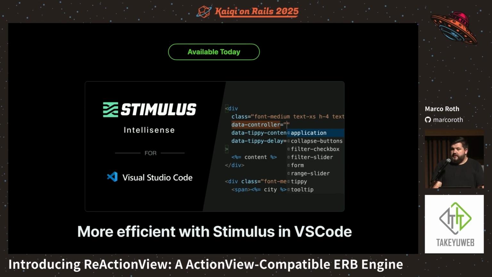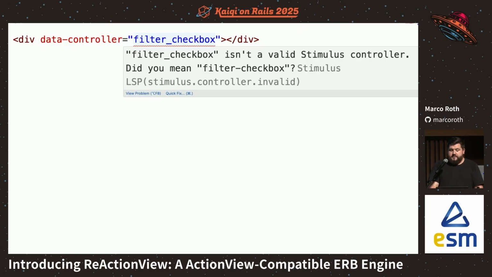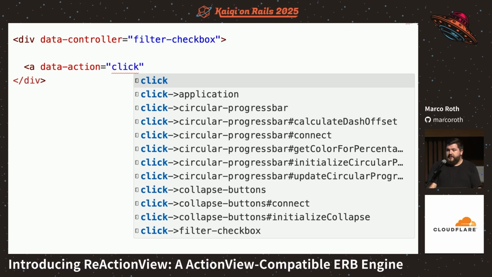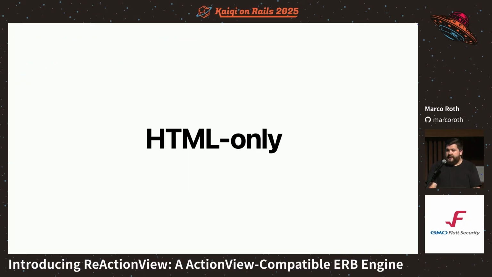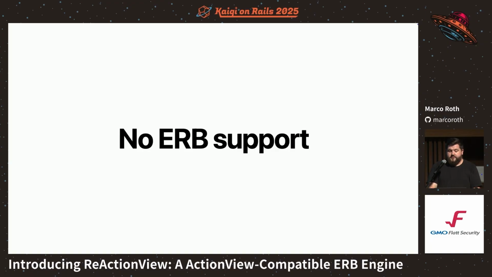A few years ago at Rails World 2023, I introduced Stimulus LSP. If you're not familiar, Stimulus LSP gives you the option to see the stimulus controllers that are not registered in your application. It also helps you with autocomplete when you have the stimulus controller and actions and so on. The problem was this was HTML only. There was no ERB support.